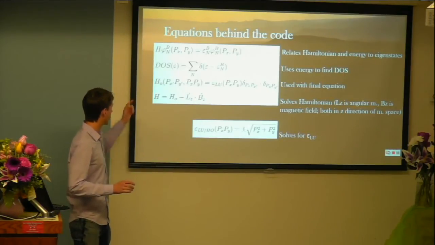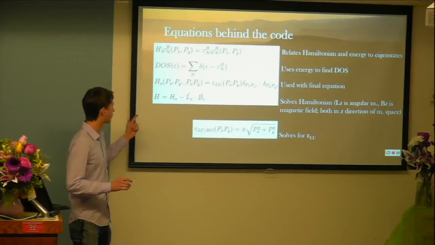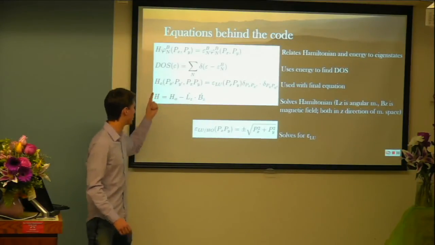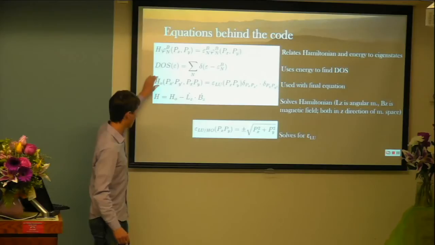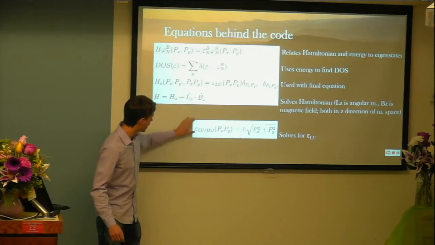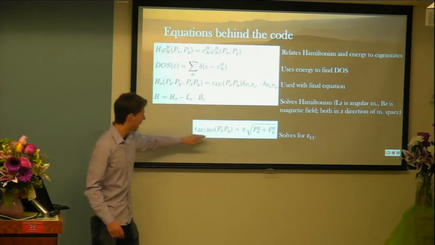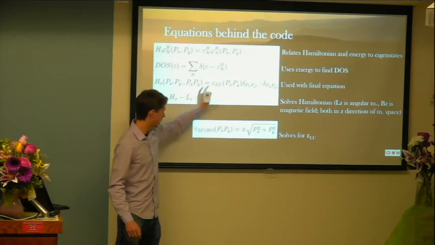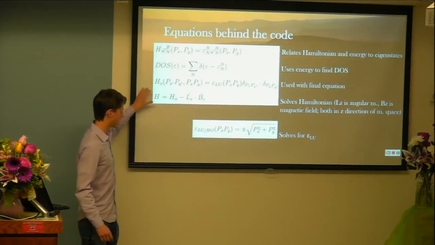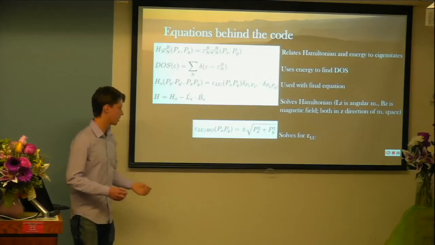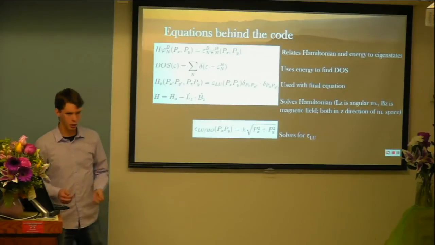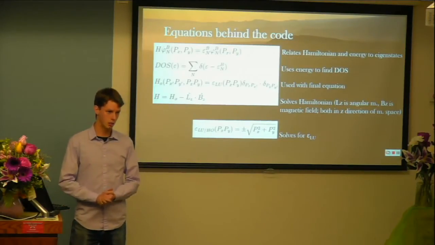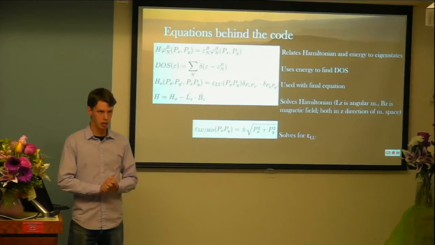The second equation, right here, uses the energy found in the first equation to find the density of states. And then moving past that, this equation is used alongside this once this is solved, and it can be plugged back in, as you can see here. And then this is just an equation for the Hamiltonian with L sub z being angular momentum, V sub z being magnetic field, and both of these are actually in the momentum space and not in position space.